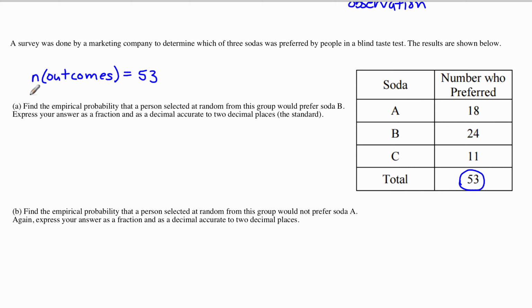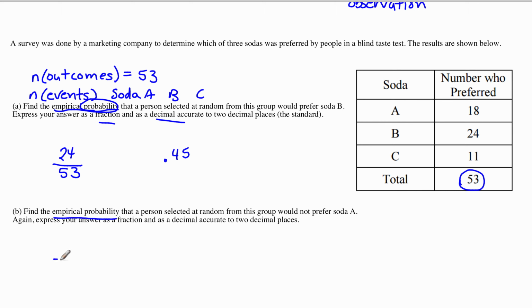And then our events are basically based on soda A, B, or C. So find the empirical probability that a person selected at random from this group would prefer soda B. So empirical probability is just fancy for I observed people. I observed 53 people. And how many people picked soda B? 24. Now express your answer as a fraction or a decimal. Well, that's kind of easy. I just do 24 divided by 53. So that's 0.45. Cinch.